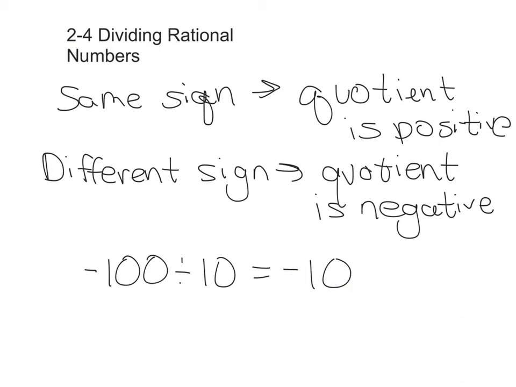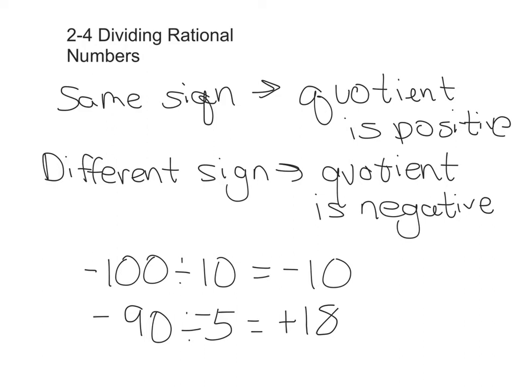If, on the other hand, we were to divide two numbers that were both negative, like negative 90 divided by negative 5, then the answer would be a positive 18. But if it was a positive 5, it would be a negative 18. So when we have two signs that are the same, then we have a positive quotient. Same sign, quotient is positive. That's what we have here, same sign, so therefore the quotient is positive.